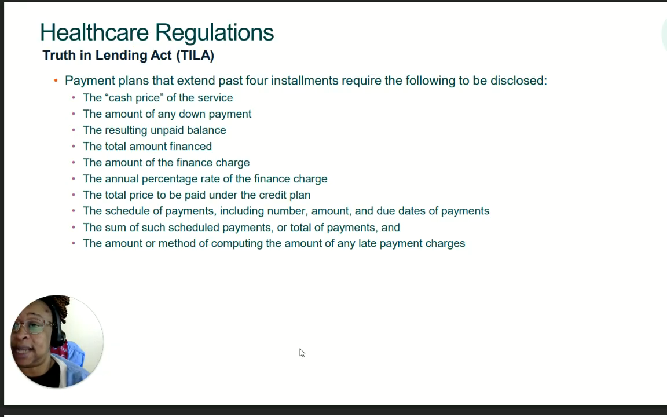Payment plans that extend past 4 installments require the following disclosures: the cash price of the services, the amount of any down payment, the resulting unpaid balance, the total amount financed, the amount of the finance charge, the annual percentage rate of the finance charge, the total price to be paid under the credit plan, the schedule of payments, including number, amount, and due dates, the sum of the scheduled payments and total payments, and the amount or method of computing the amount of any late payment charges.